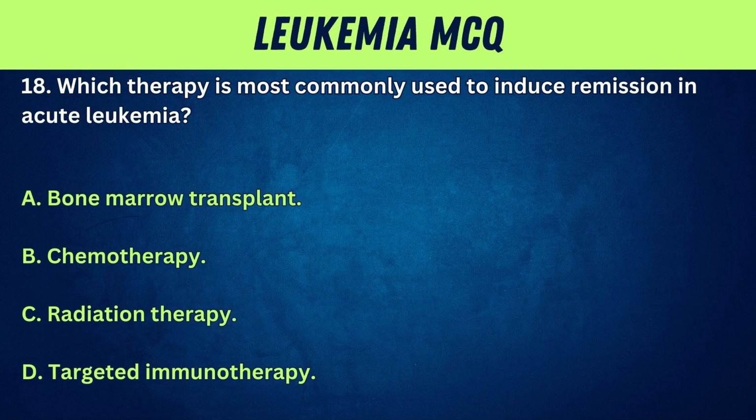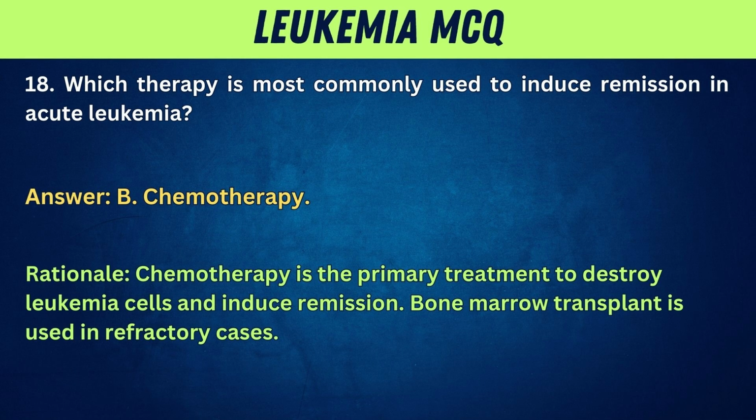18. Which therapy is most commonly used to induce remission in acute leukemia? A. Bone marrow transplant. B. Chemotherapy. C. Radiation therapy. D. Targeted immunotherapy. Answer: B. Chemotherapy. Rationale: chemotherapy is the primary treatment to destroy leukemia cells and induce remission. Bone marrow transplant is used in refractory cases.